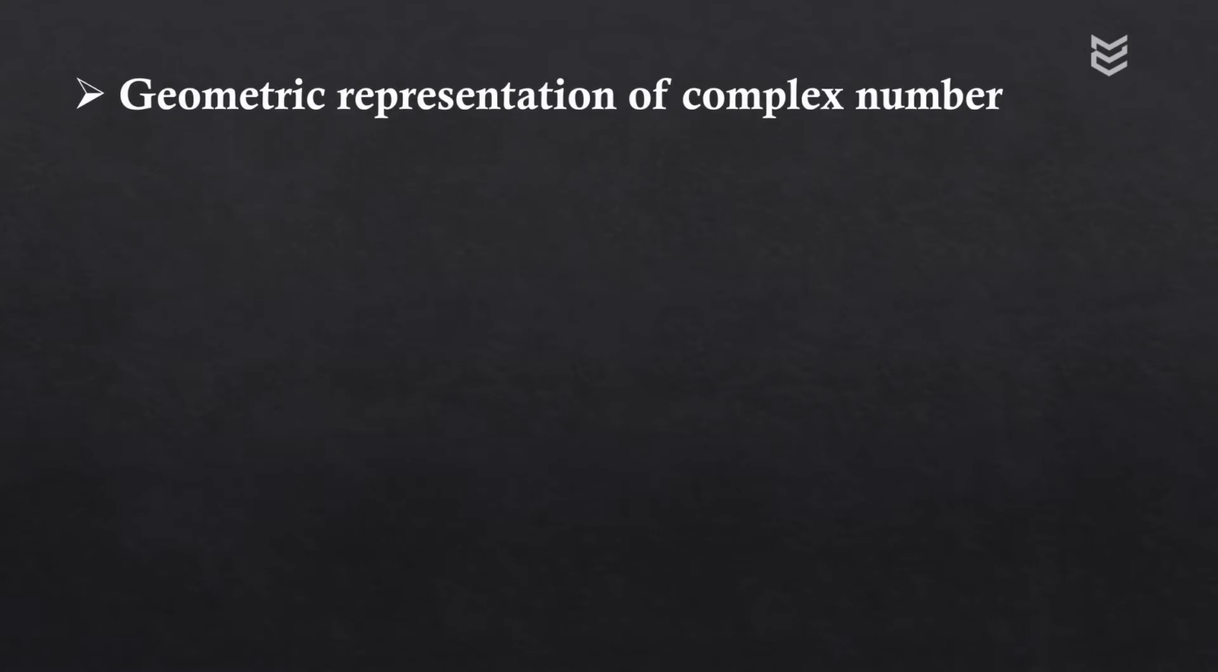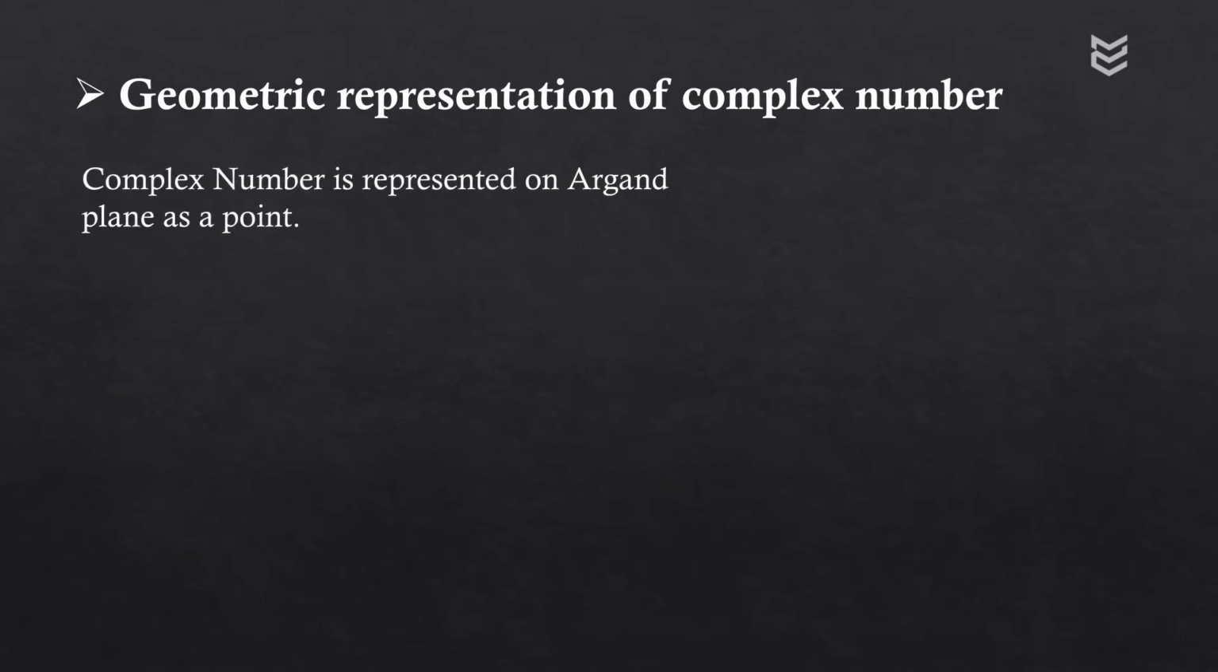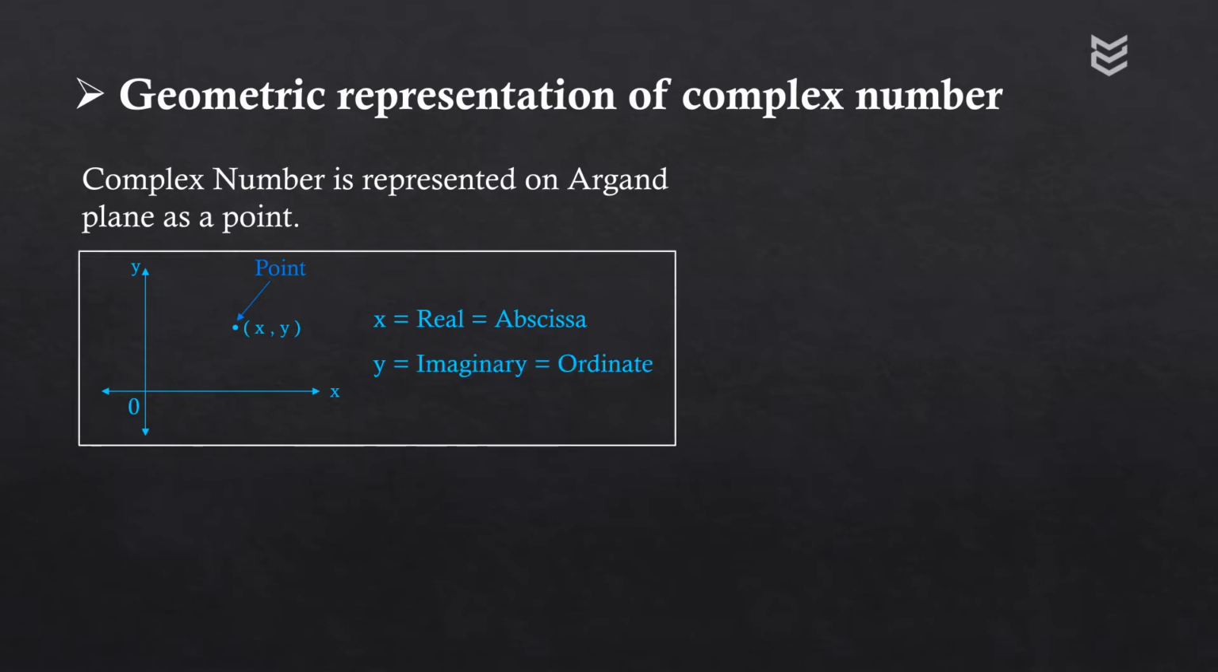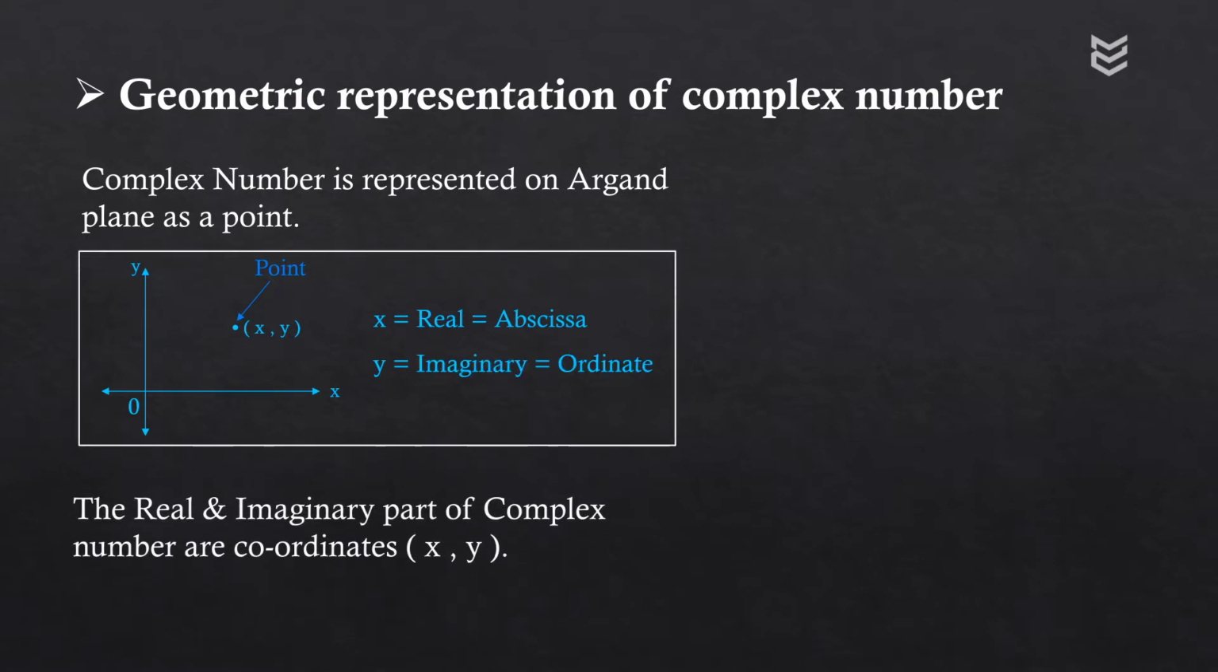Geometric representation of a complex number. A complex number is represented on the Argand plane as a point. In the diagram, we can see the point represented in the plane as (x, y), where x, which is a real number, is termed the abscissa, and y, which is an imaginary number, is termed the ordinate. The real and imaginary parts of a complex number are the coordinates x, y.